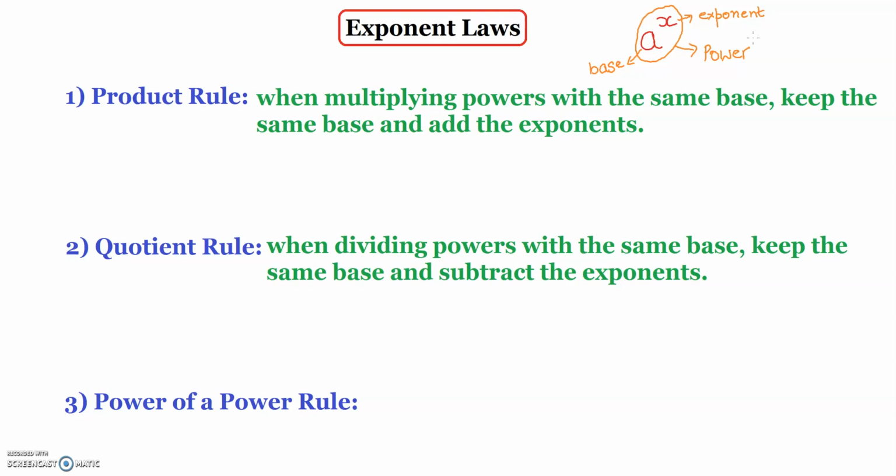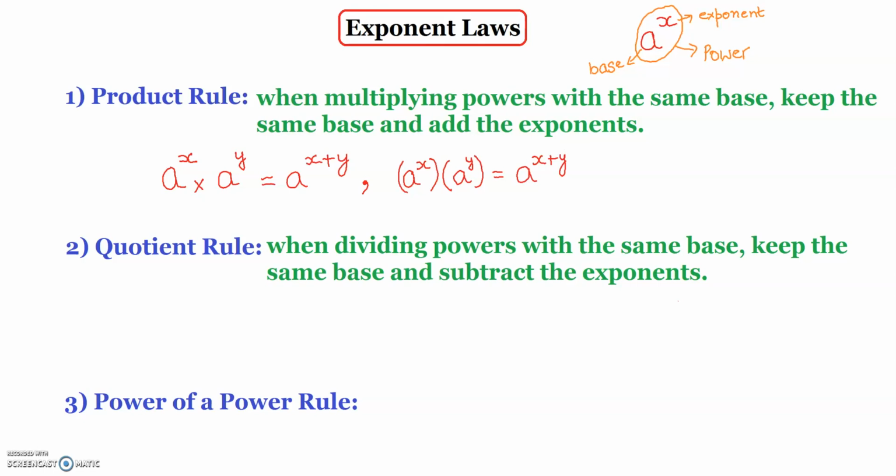So let's see the first rule, which is called the product rule. When multiplying powers with the same base, keep the same base and add the exponents. For example, I will write the general formula for it. I have the base, which is a to the power of x times a to the power of y. We can tell the base is the same for both of the terms. We can add the exponents, x plus y. Sometimes there is no multiplication sign written. Sometimes it's written as a to the power of x with round brackets a to the power of y, which is still the same. We will add the exponents. Sometimes there is a dot in the middle and then it's still the same.